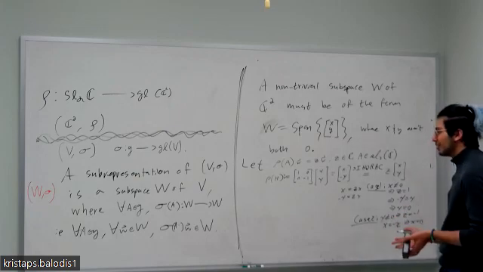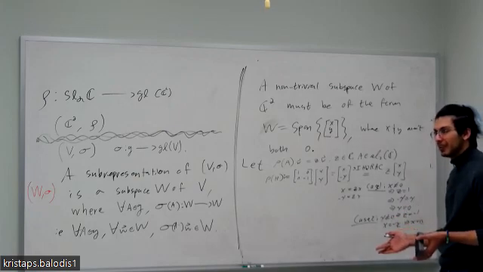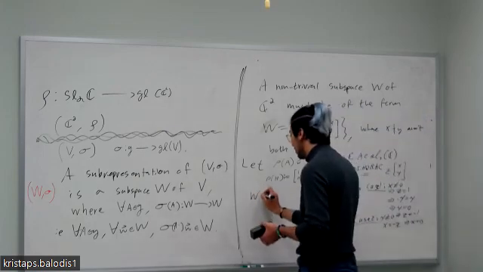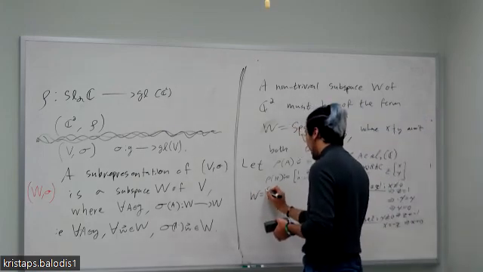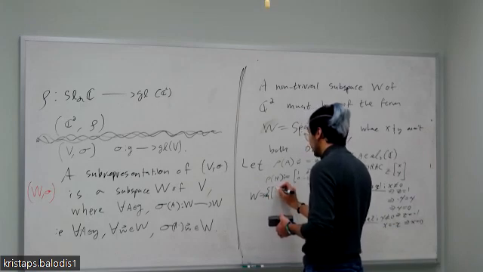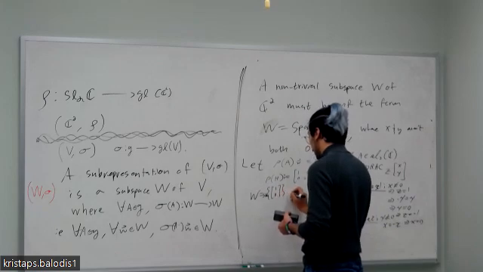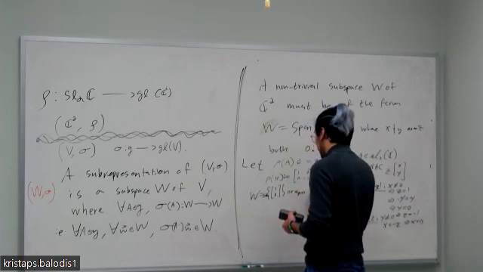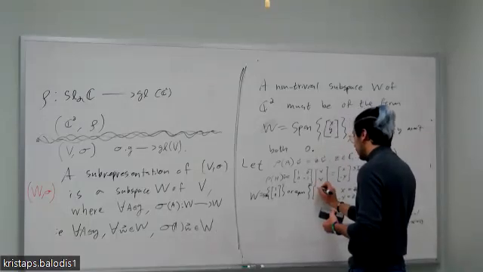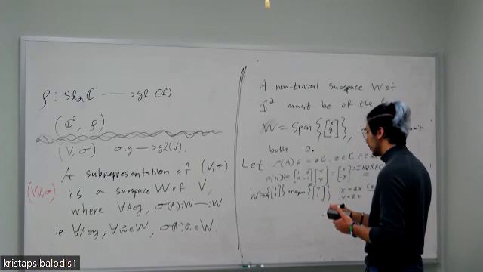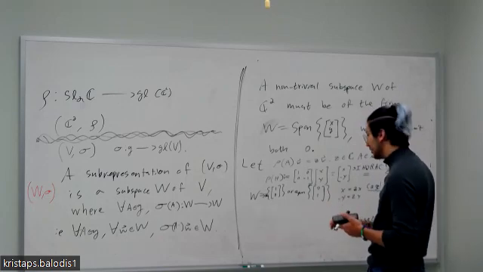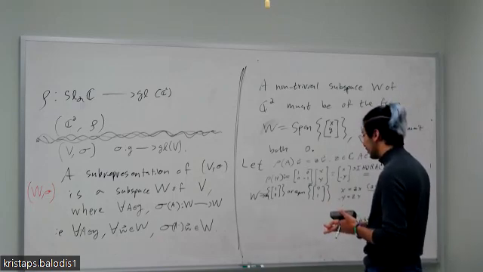Okay, so we have two potential things where W could be the span of, I guess it would just be 1 0, or the span of 0 1. Yes, cool. Done?